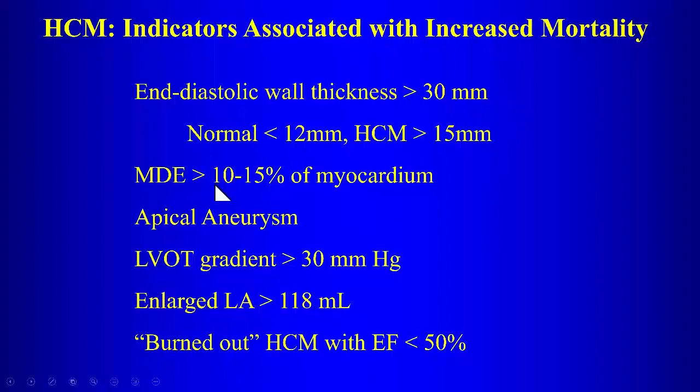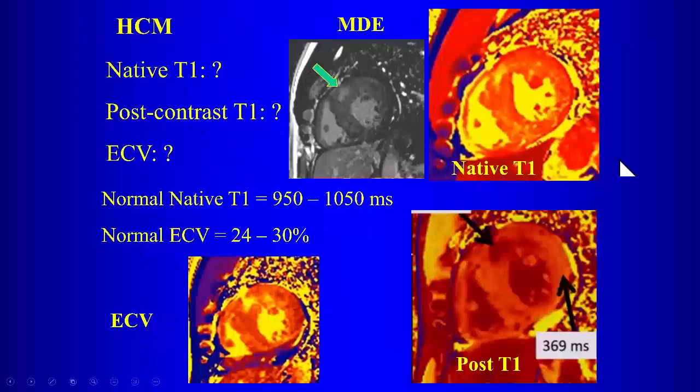The more delayed enhancement there is, if it involves more than 10 to 15% of the myocardium, again, that's associated with increased mortality. Also apical aneurysms, and the gradient: the higher the gradient along the left ventricular outflow tract, the worse the obstruction. If the left ventricle gets big, the bigger the left ventricle, the worse. And in some cases, patients can have what's called burned out hypertrophic cardiomyopathy, where the ejection fraction actually decreases because it has affected the left ventricular function.